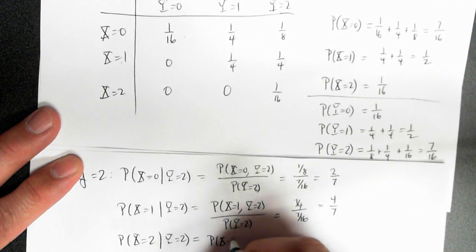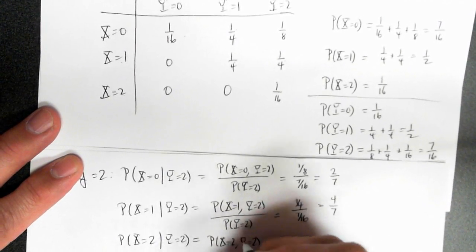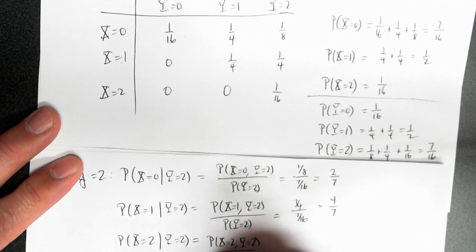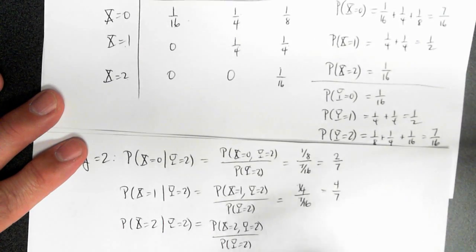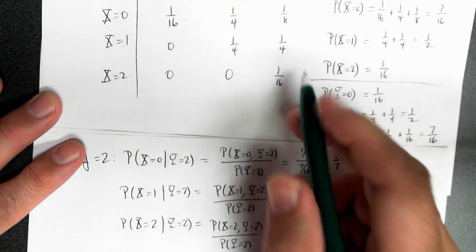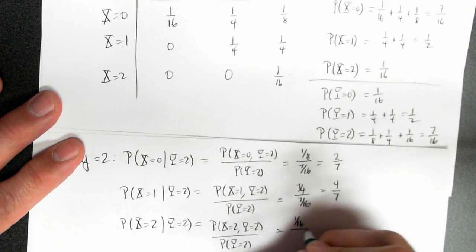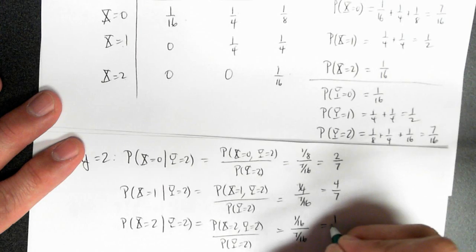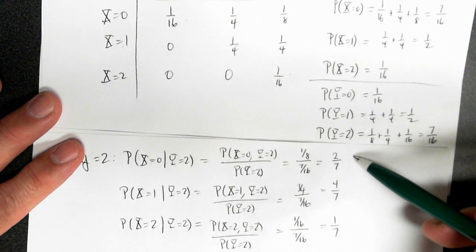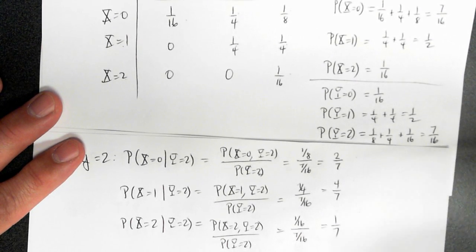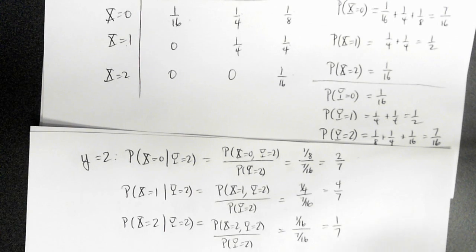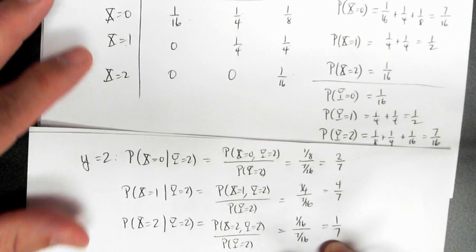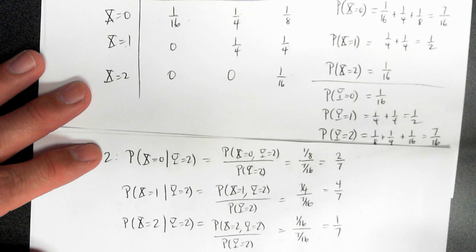Lastly, we want the chance that x equals 2 and y equals 2 divided by the probability that y equals 2. And that works out to be 1/16 divided by 7/16, which is 1/7. And again, not surprisingly, if I add up those three fractions, I get 1. So that is the conditional distribution of x given that capital Y is equal to little y.